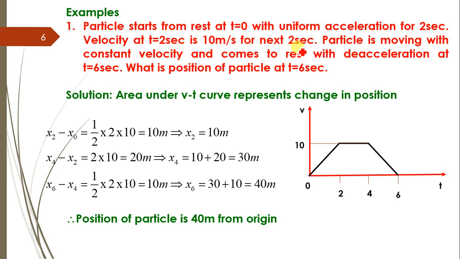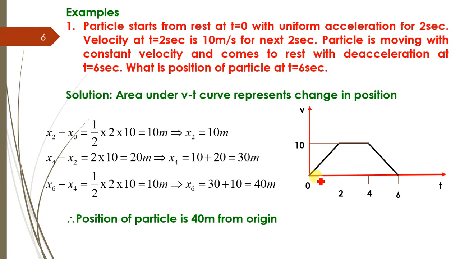Then for the next 2 seconds, the particle is moving with a constant velocity and comes to rest with deceleration at t equals 6 seconds. What is the position of the particle at t equals 6 seconds? Now, this problem we can solve by using the motion curves, as the variation in the acceleration of the particle with respect to time t is given.